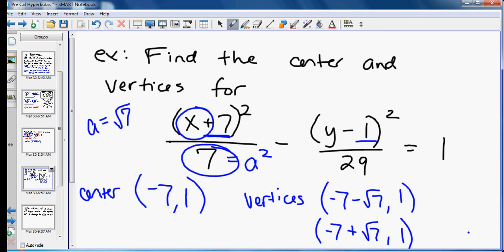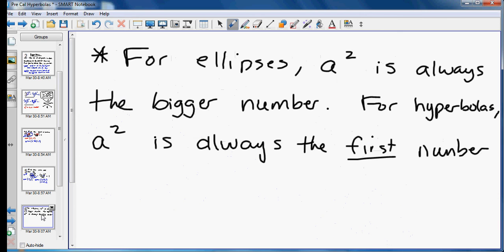And just a reminder, for ellipses, a squared is always the bigger number. For hyperbolas, a squared is always the first number. So with ellipses, picking a is about size. For hyperbolas, picking a is about location. And that concludes all we are doing with hyperbolas.